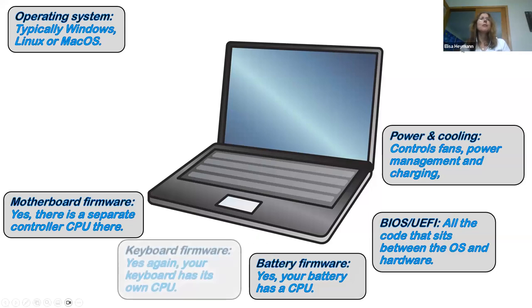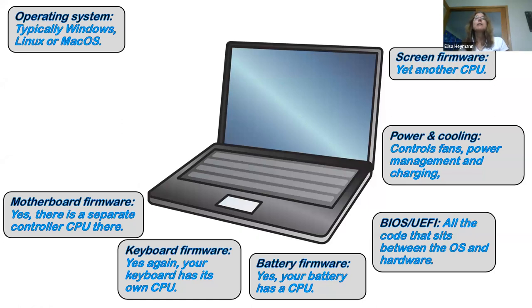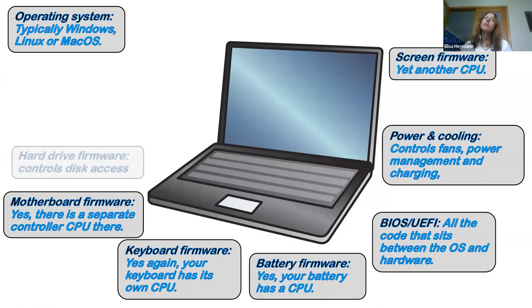And is there anything more? Yeah, it happens that your keyboard also has a processor and its separate firmware. And for an attacker, ransomware can control the keystrokes, right? And what will be typed into your system. And there is more. Your screen has another CPU, and therefore its separate firmware. And of course, the well-known one, the hard drive firmware that controls the disk access. It's another target for ransomware.